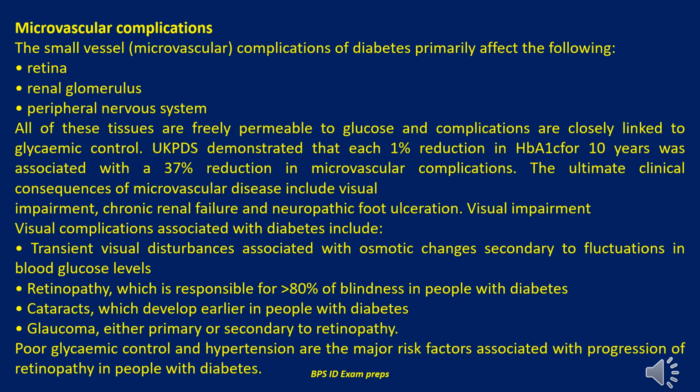Visual impairment. Visual complications associated with diabetes include: 1. Transient visual disturbances associated with osmotic changes secondary to fluctuations in blood glucose levels. 2. Retinopathy, which is responsible for greater than 80% of blindness in people with diabetes. 3. Cataracts, which develop earlier in people with diabetes. 4. Glaucoma, either primary or secondary to retinopathy. Poor glycemic control and hypertension are the major risk factors associated with progression of retinopathy in people with diabetes.